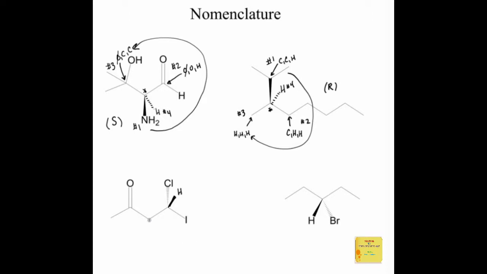Let's rank our groups first. Who wins? We have a carbon, iodine, hydrogen, and chlorine. Well, iodine has the highest atomic number, so that's number 1, then chlorine, then carbon, and then hydrogen. The oxygen over here, we never were concerned with because we didn't have a tie, so we just look at the 4 attached atoms. Now we want to move from 1 to 2 to 3, but this lowest priority group, the hydrogen, is in the wrong direction.